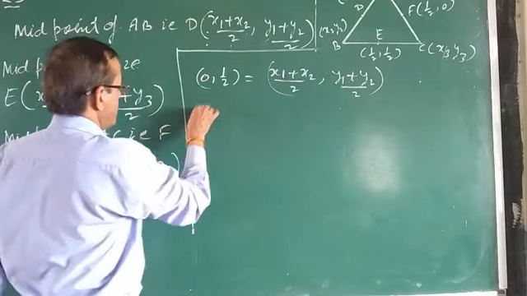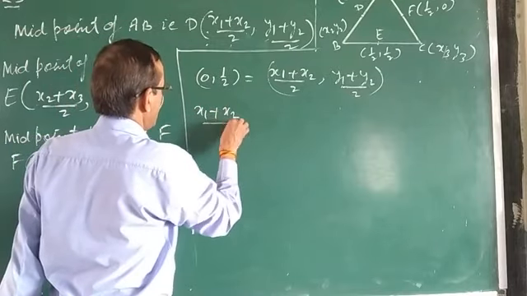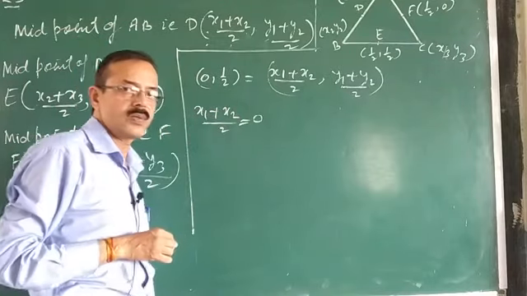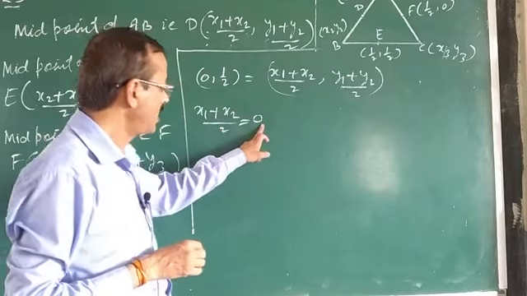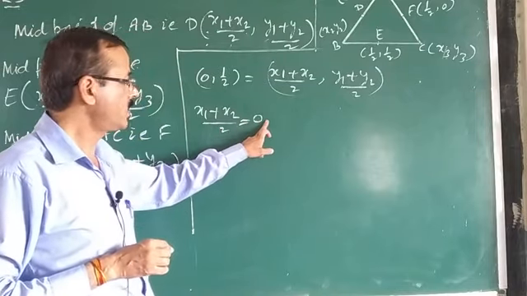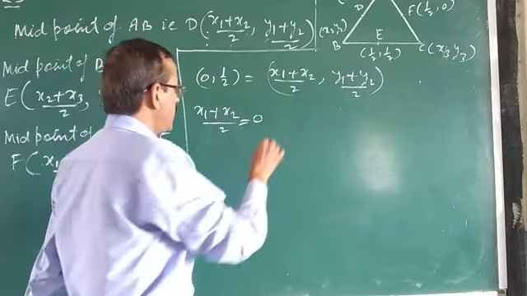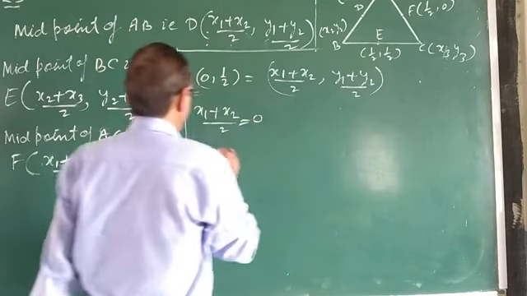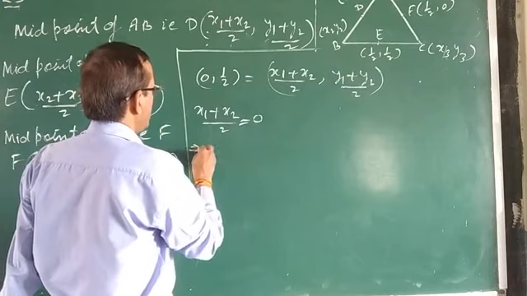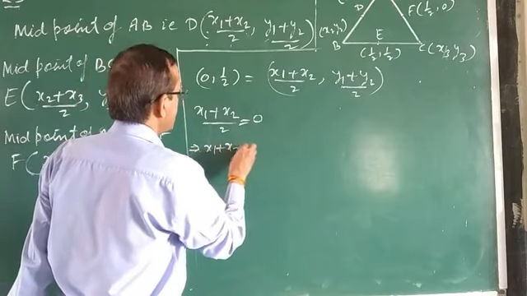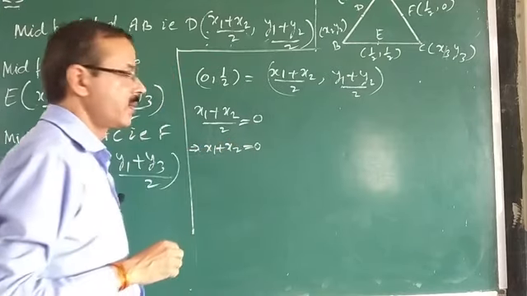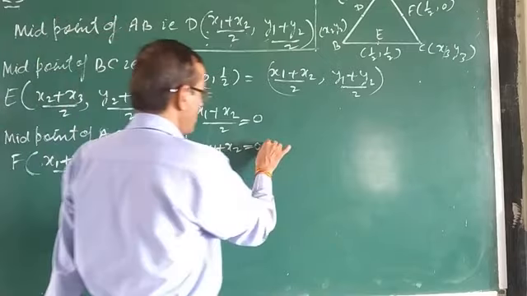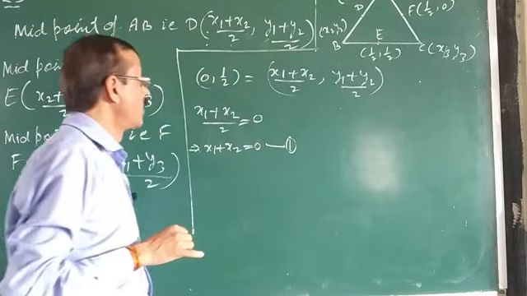Now (x1 plus x2) upon 2, what will be equal to 0? This 2 will be transposed, so it will be 0. So we found x1 plus x2 is equal to 0. This is equation number 1.